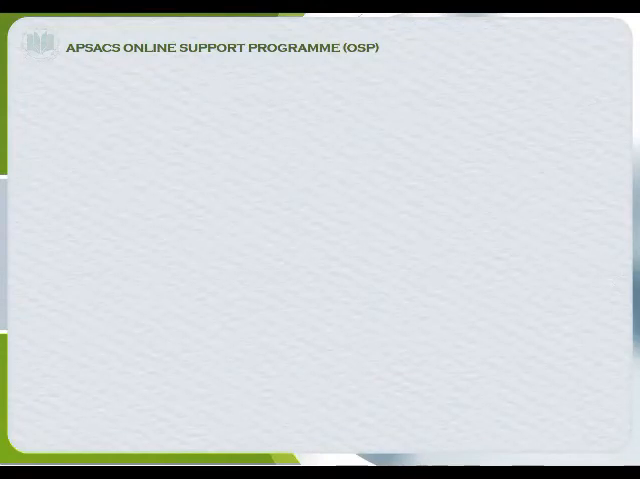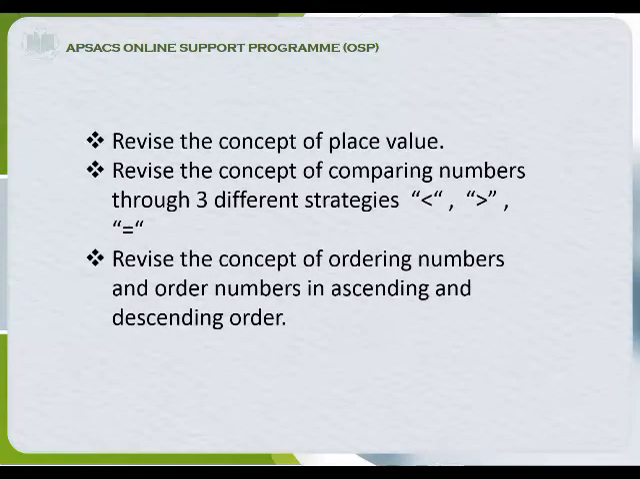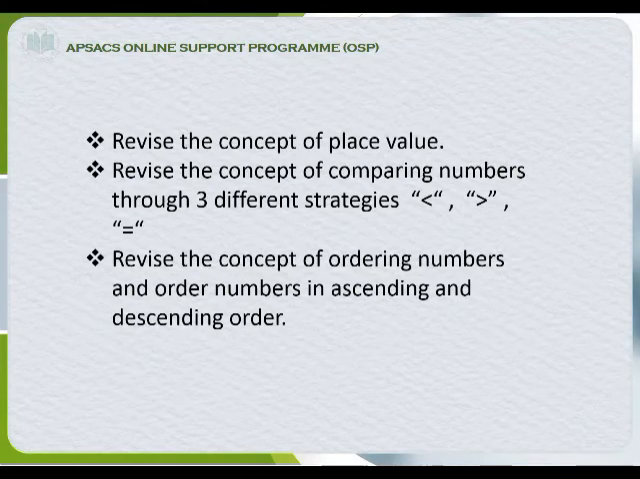Now students, let's do a quick recap of today's topic. So first of all, we had revised the concept of place value. Then we have revised the concept of comparing numbers through three different strategies: greater than, less than, equal to. Then we had revised the concept of ordering numbers and how to order numbers in ascending and descending order.